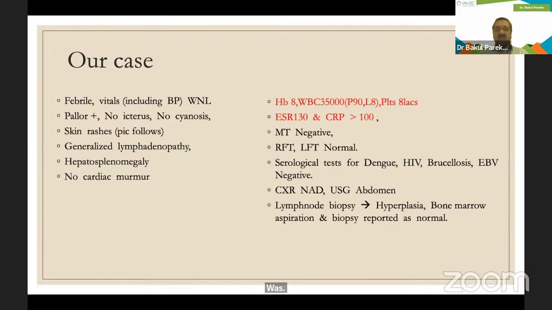So all sorts of differentials were thought of, all the investigations done were negative, but repeat blood counts showed lower hemoglobin with count going to 35,000, again neutrophilia, and platelets increasing to 8 lakhs, and ESR and CRP going into 3 figures. So now you know that this is an inflammatory disease and not an infective disease, a great mimic.